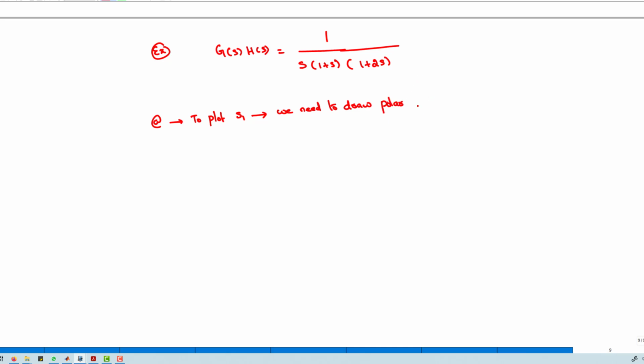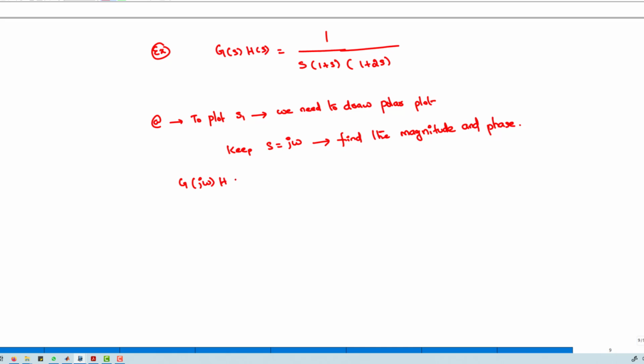The polar plot can be drawn by keeping S equal to j omega, as you know. From that you have to find the magnitude and the phase, and then vary the frequency from 0 to infinity. Then you can easily do all this analysis. Now let us do that analysis step by step. This is most important while you are drawing the polar plots.